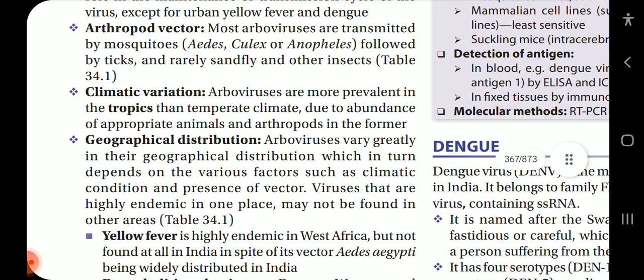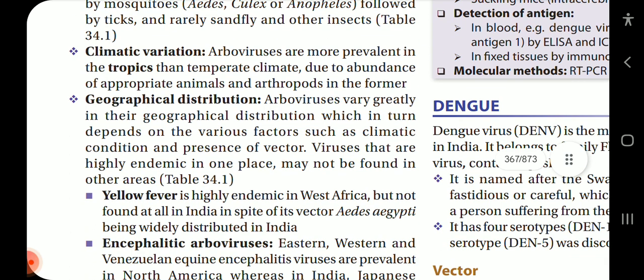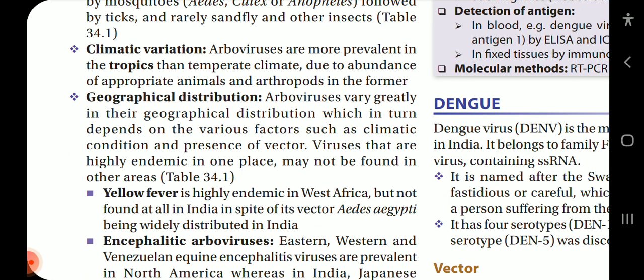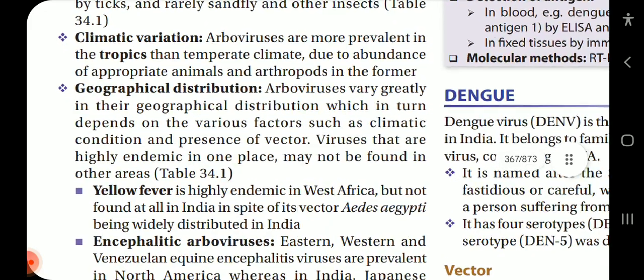Arthropod vector. Most arboviruses are transmitted by mosquitoes, Aedes, Culex, or Anopheles, followed by ticks and rarely sandfly and other insects. Climatic variation. Arboviruses are more prevalent in the tropics than temperate climate due to abundance of appropriate animals and arthropods in the former.